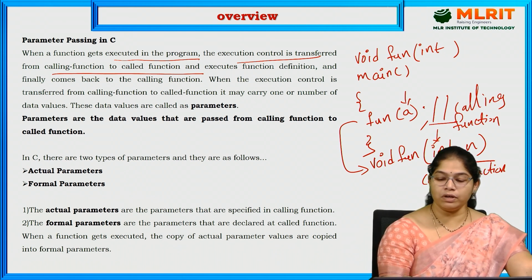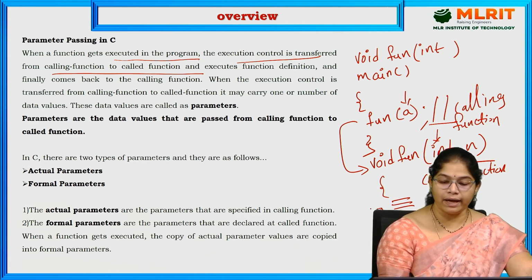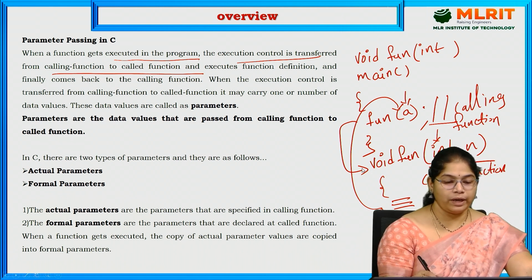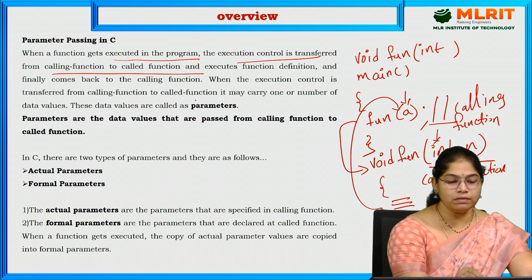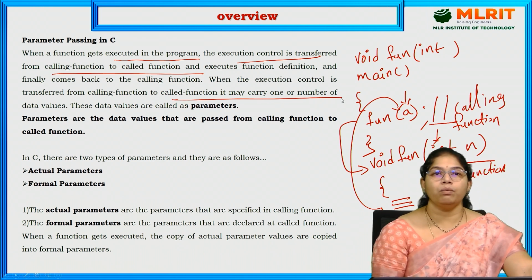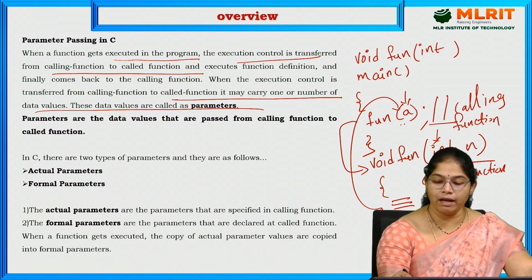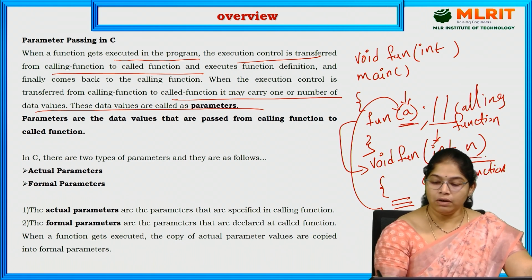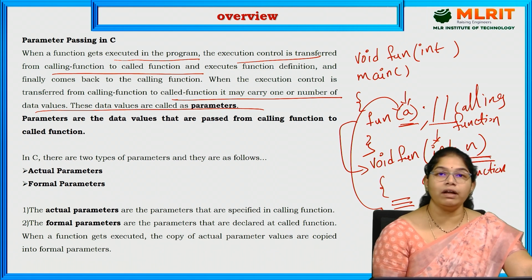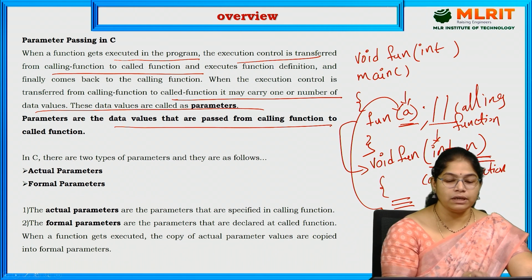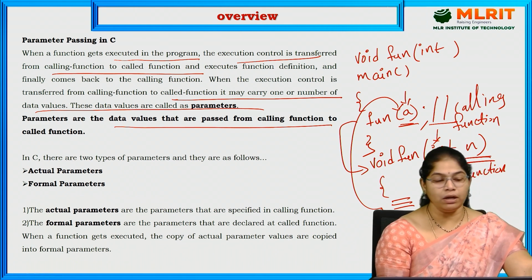Then finally, once it is done with this block of statements, the control goes back to the calling function. While calling in this way, the called function may carry one or more data values. These data values are called parameters. Here we have a, which is carrying one parameter from the calling function to the called function. So parameters are the data values that are passed from the calling function to the called function.